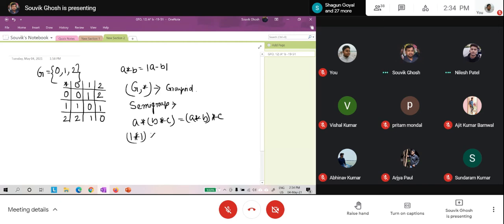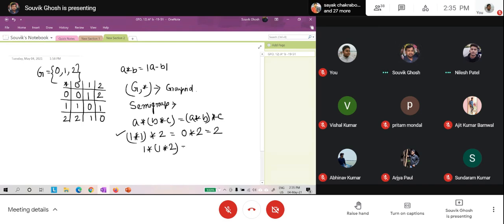1 star 1 star 2. So what is 1 star 1? It is 0, right? Mod of A minus B, 1 minus 1 is 0. So 0 star 2 is 2, right? So now what do we have? We have 1 star 1 star 2 with the parentheses in the other position.